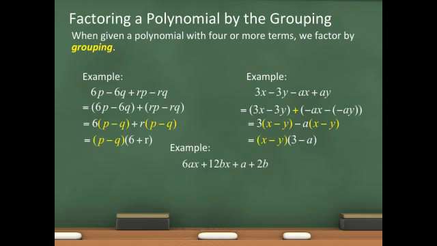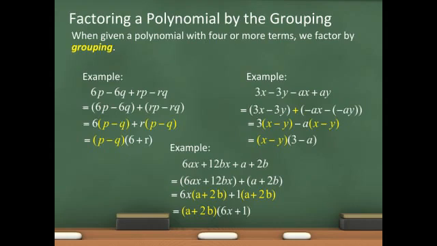In the last example, we have 6ax plus 12bx plus a plus 2b. Again, we group the first two terms and the last two terms. In the first group, the GCF is 6x, so we factor it out to obtain 6x times the binomial a plus 2b. In the second group, notice that the only factor common to both terms is 1. So this is the GCF, which we factor out to obtain 1 times the binomial a plus 2b. If we look one last time, we see that the binomial a plus 2b is a common factor. So we factor it out to obtain the final answer, which is the binomial a plus 2b times the binomial 6x plus 1.